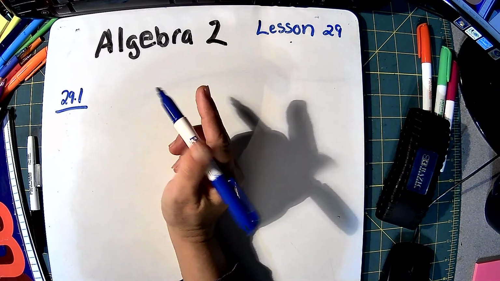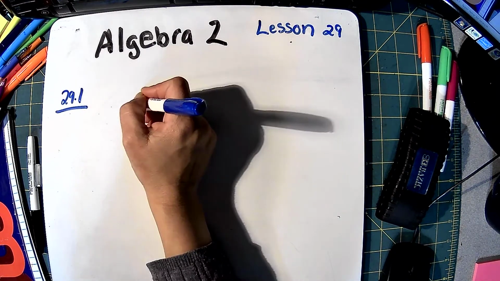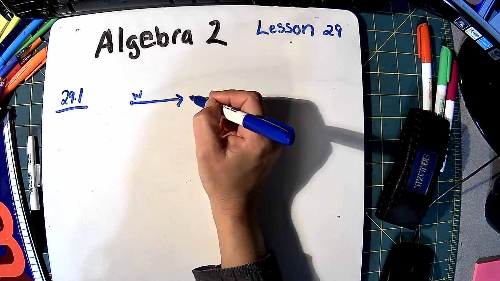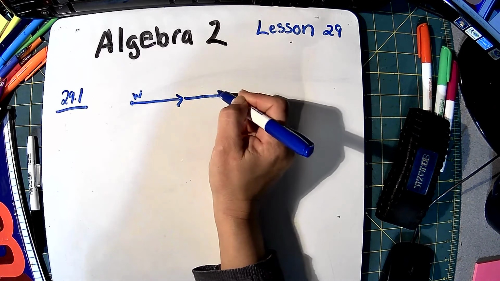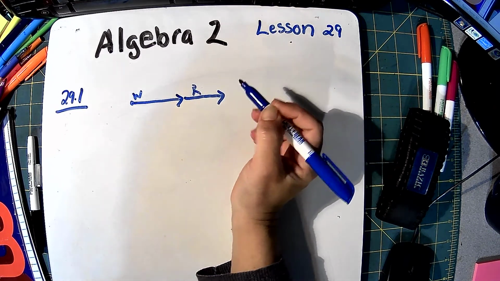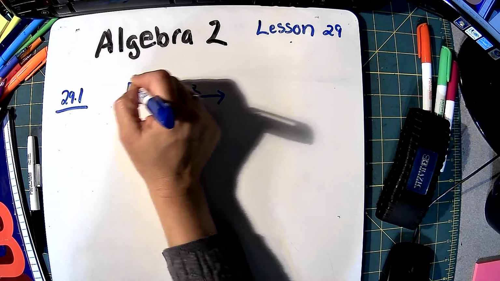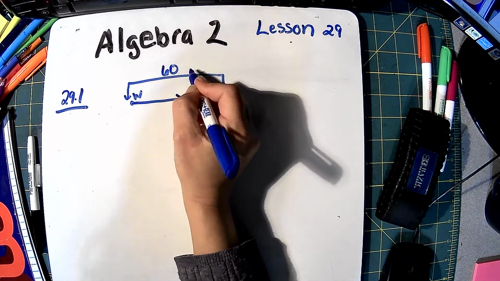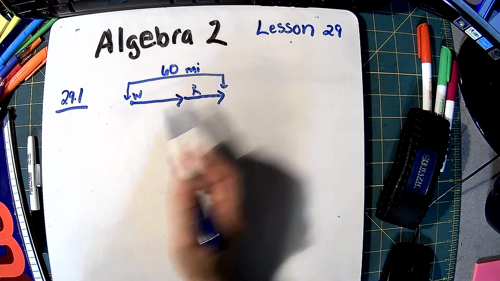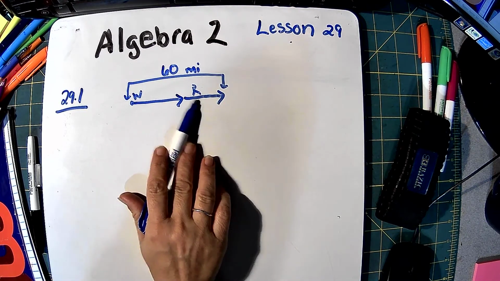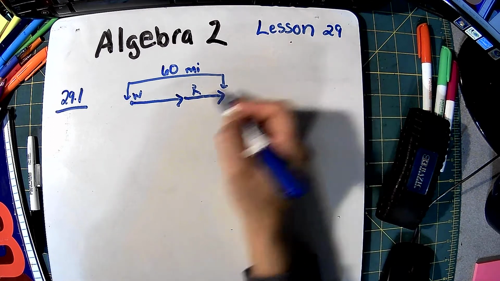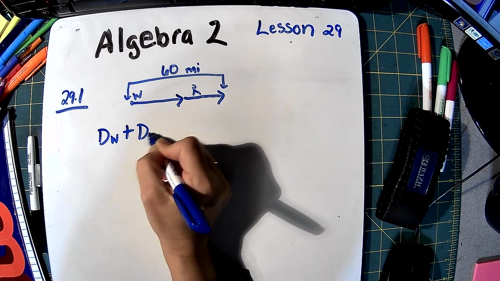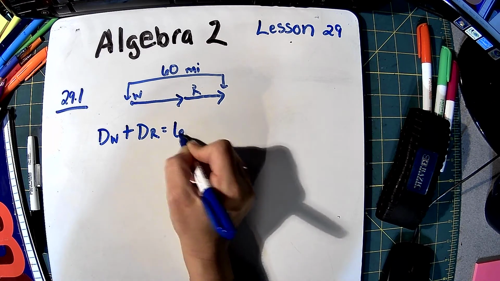Alright, so we're going to break that down. It says that he walked part of the way. Okay, so he started here, and he walked that far. And then he got on the horse, and he rode some more, and he rode that far. Okay, and the total distance that he traveled was 60 miles. That means his distance walking and his distance riding equals 60. So we could go ahead and write that: distance that he walked plus the distance that he rode equals 60.